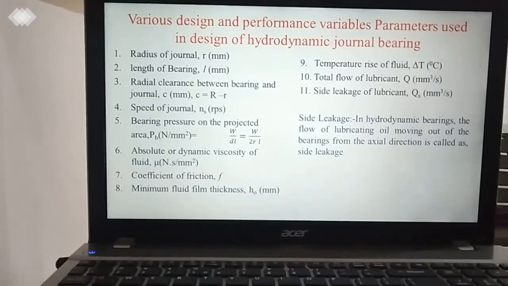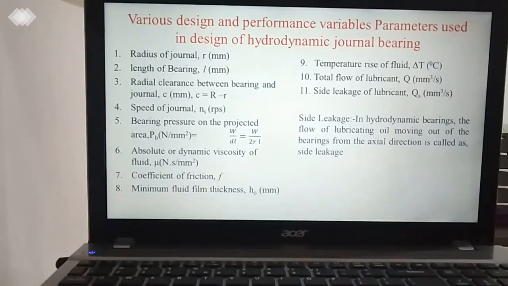Second is the length of bearing, L in mm. Then radial clearance between the bearing and journal, that is small c, is equal to capital R, radius of bearing, minus small r, radius of journal. Then speed of journal, it is ns, measured in rps.